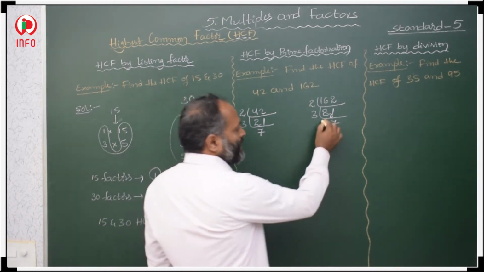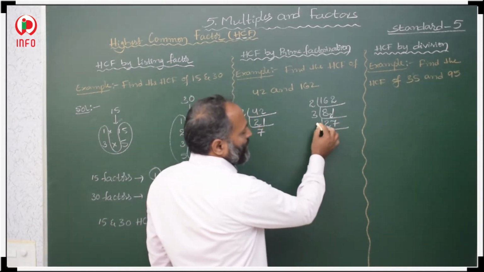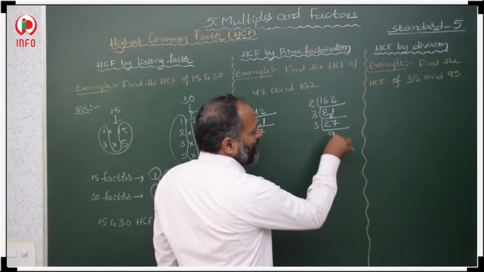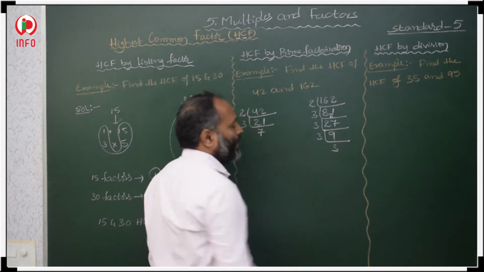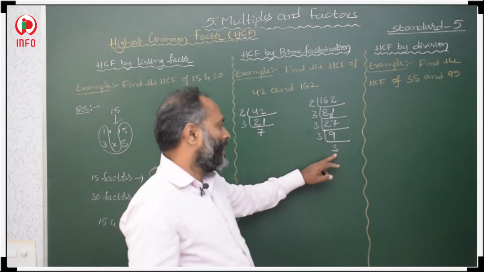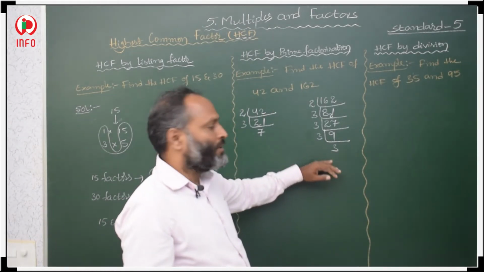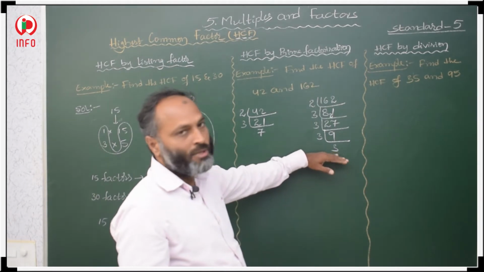Again this 27, so it is divisible by 3. 3 9s are 27. Again this 9 is divisible by 3. 3 3s are 9. So this 3 is a prime number, so no need to go further. So stop till here only.